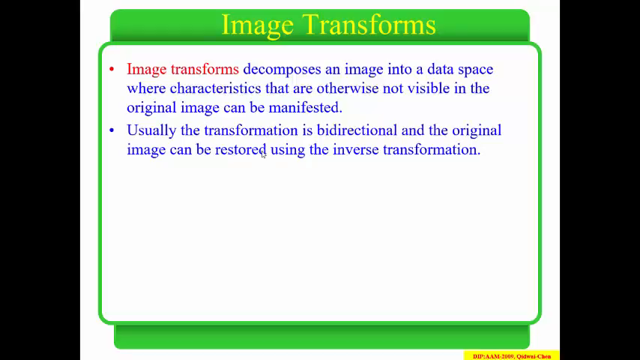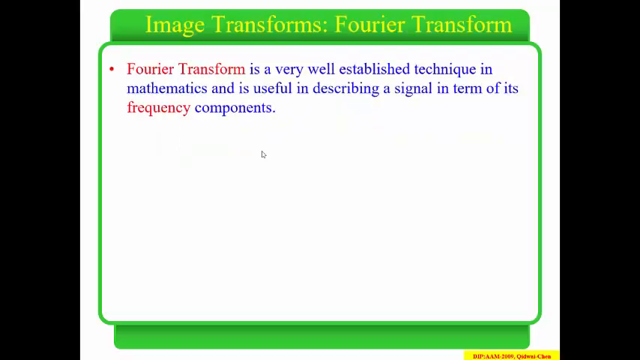Here we say that usually the transformation is bidirectional. For example, if I can transform from the spatial to the frequency domain, I can transform again from the frequency to the spatial domain. And the original image can be restored using the inverse transformation. One of the famous types of image transformations is the Fourier transform.